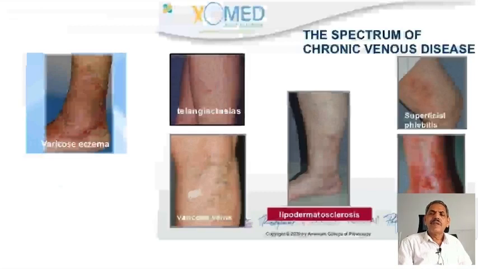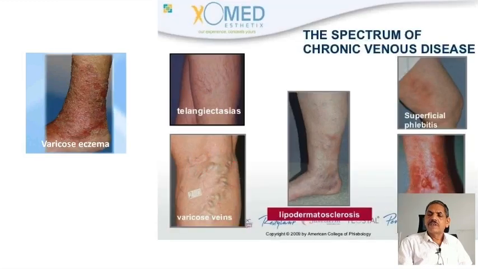This picture is showing telangiectasia, that is, a small venule standing out prominently in the thigh. Usually it will not be making any problem, only a cosmetic complaint. Varicose vein will look like this, a tortuous dilated vein, and this is the appearance of lipodermatosclerosis that we have already discussed. Sometimes there can be thrombosis of the superficial veins.